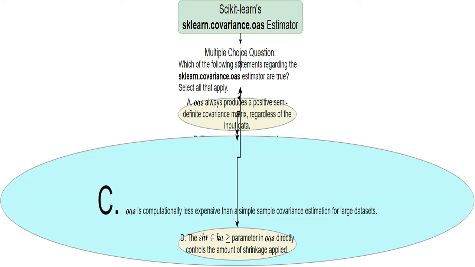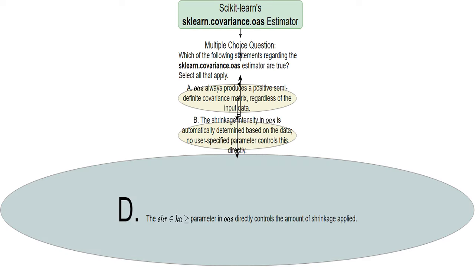Statement C. OAS is compared to a standard sample covariance calculation, particularly for large datasets. While generally more efficient for high-dimensional data, its computational cost still scales with dataset size, unlike the claim in the statement. Statement D. The OAS function doesn't directly have a "shrinkage" parameter for you to adjust. The shrinkage is determined internally by the algorithm itself.